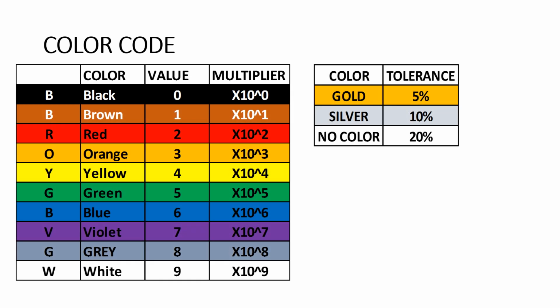Now let's have a look how the color coding is read. This is the table for the color coding. Any resistance can have these 10 different color bands starting from black, brown, red, orange, yellow, green, blue, violet, gray, white. These 10 bands has given the numeric value starting from 0 up to 9.